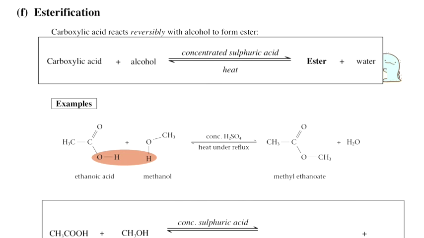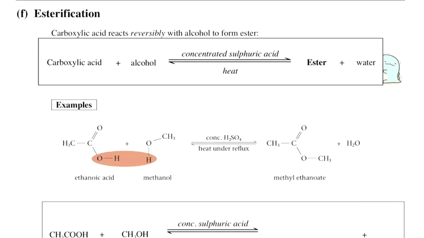The last type of reaction that you need to learn for carboxylic acid is called esterification. By reading the name, you should know this is a reaction that makes esters. You need to pay attention, this reaction is a reversible reaction. So you should use the reversible sign to represent this kind of reaction. If we treat carboxylic acid with an alcohol together with concentrated sulfuric acid and heat under reflux, then it will undergo a reversible reaction to form ester and water.